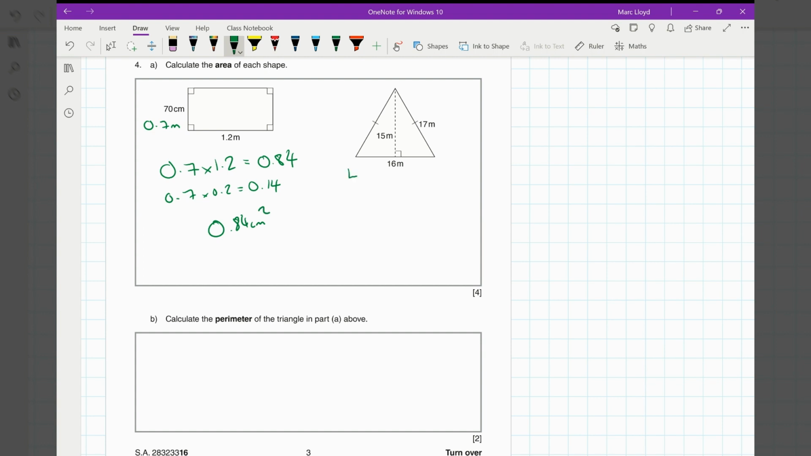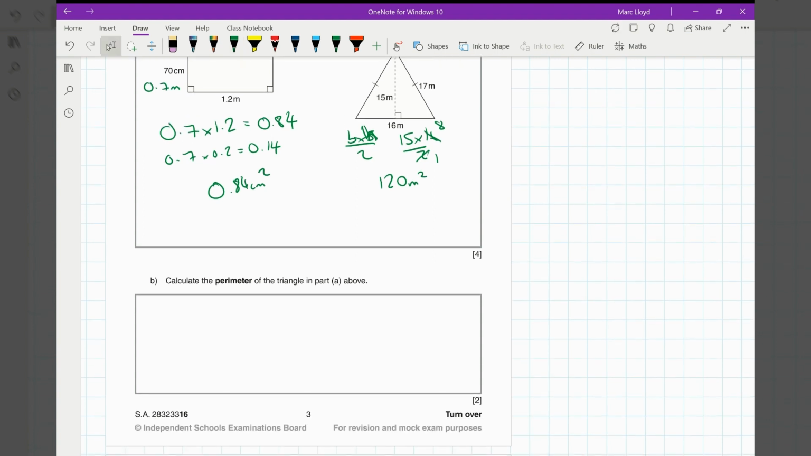For the triangle, base times by height divided by 2. Our height is 15, our base is 16. Now I can kind of cancel these early doors and have 15 times by 8. 15 times by 8 is 120 meters squared.